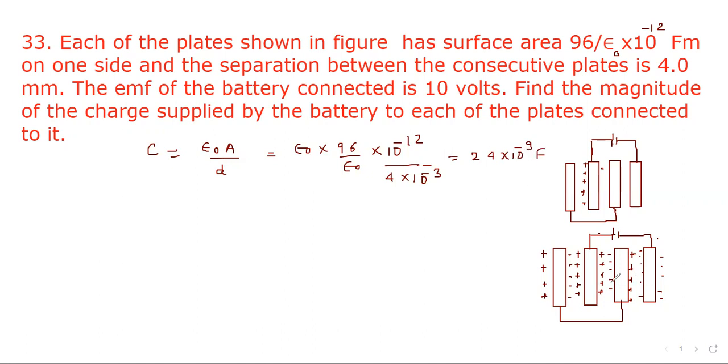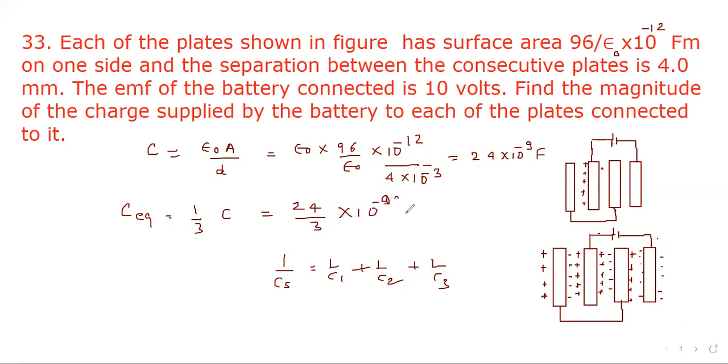Now, these three capacitances are connected in series. So equivalent capacitance, C equivalent will be equal to 1 by 3 of C, as you know. 1 upon C series will be 1 upon C1 plus 1 upon C2 plus 1 upon C3. And since all three capacitors have equal capacitance, it will be C by 3. That is 24 by 3 into 10 to the power minus 9 farad. So that is equal to 8 into 10 to the power minus 9 farad.